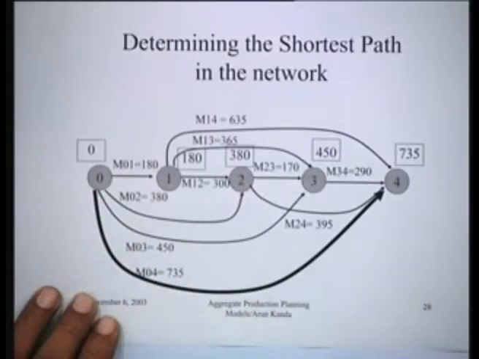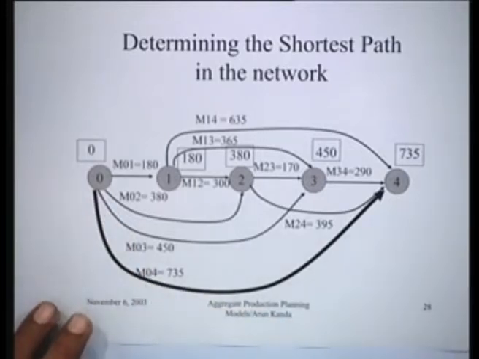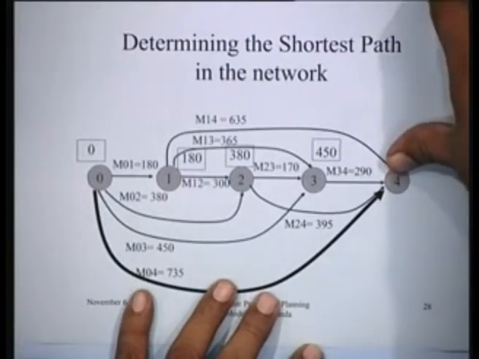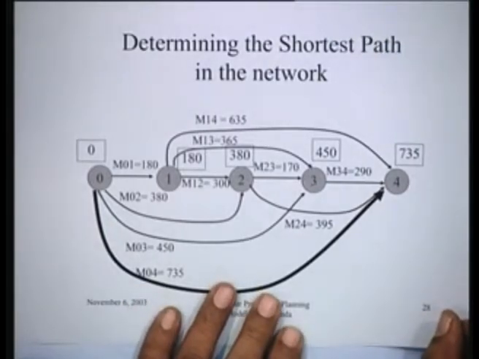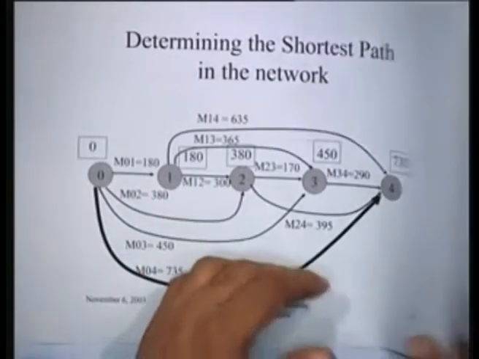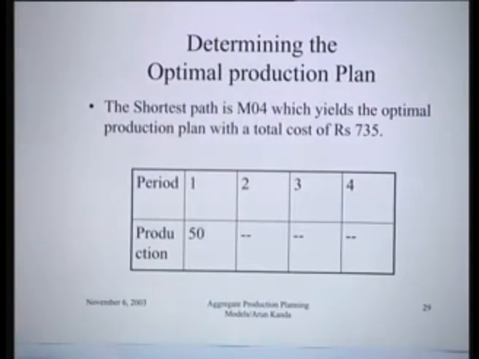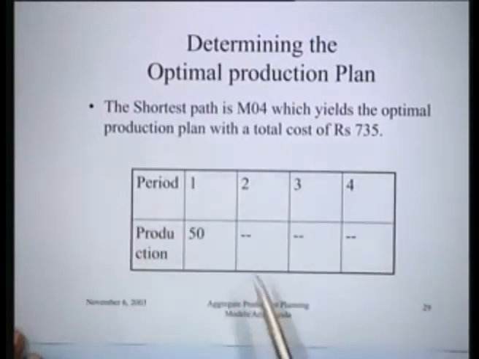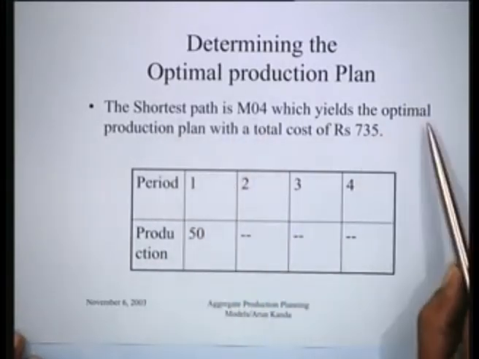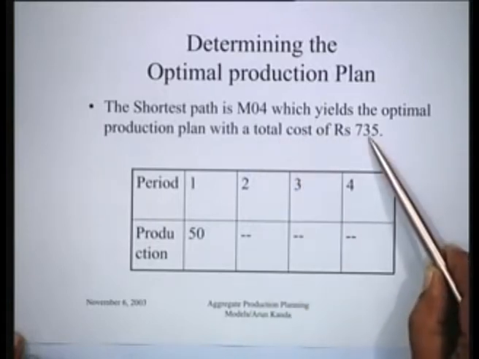Let's try to identify what the plan would be, because after all in this case the shortest path involves the cost M04. So again invoking the meaning of M04, which is like MJK. M04 is the cost of producing in period 1 for the requirements of periods 1, 2, 3 and 4. So it says that in this particular situation the optimal production plan is this. That means the entire demand of all the 4 periods, which is 50, be produced in the first period itself, and nothing be produced in the second, third and the fourth period. And this particular production plan, the shortest path M04, will actually yield the optimal production plan with a total cost of 735.